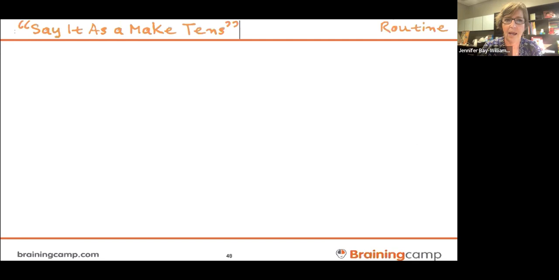And then sometimes it's nice to do fluency work that doesn't involve a focus on an answer. It just focuses on the big idea. So another routine you can do with students with make tens is say it as make tens. So how would you restate this as a make tens? And you can put that in the chat. How would you think about this as a make tens? If you use the make tens, what would be your new problem?